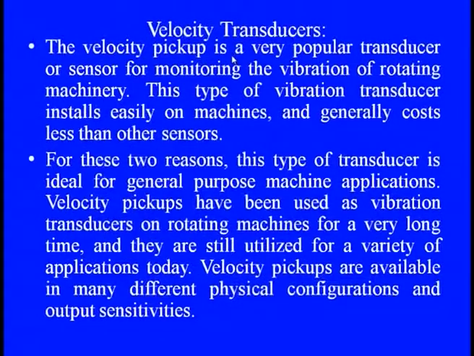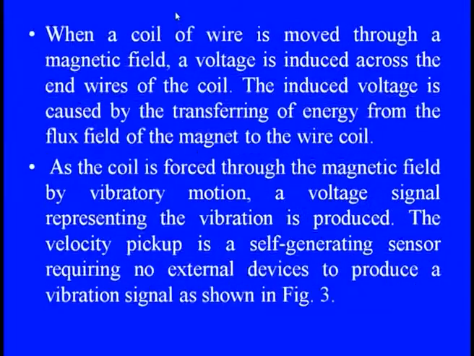So, for these two reasons we can say that generally we are using the velocity probe straightway, and we can use it as a vibration transducer and keep it straightway on the rotating machinery, even for a longer time, and it can be utilized for a variety of configurations of machines.